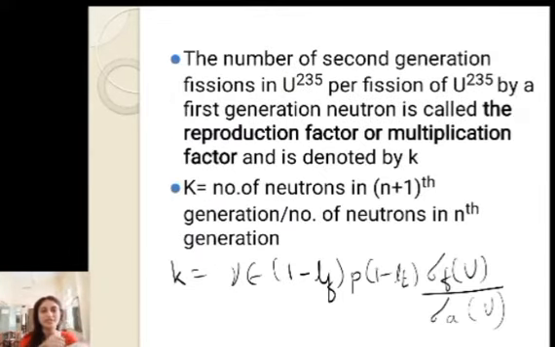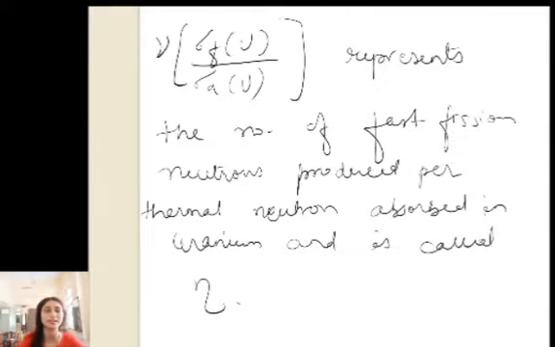So the number of second generation fissions in uranium-235 per fission of uranium-235 by a first generation neutron is called the reproduction factor or multiplication factor and is denoted by K. Suppose in the first generation I have uranium-235, it utilizes one neutron and it produces three neutrons. In that case, K will be 3 upon 1, that is 3. That is how you calculate the reproduction factor or multiplication factor. Or suppose from 3 neutrons initially I got 27 neutrons. So 27 by 3 will give me the reproduction factor or multiplication factor.